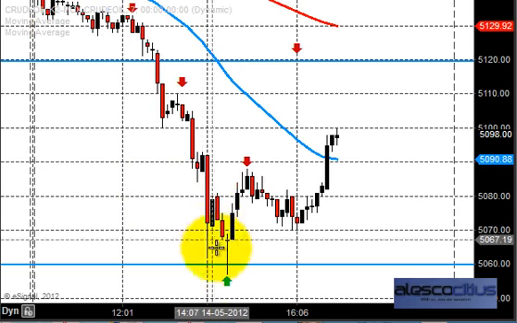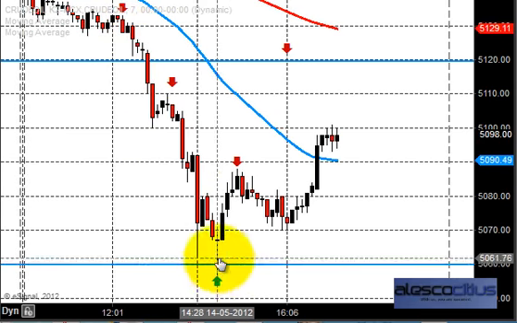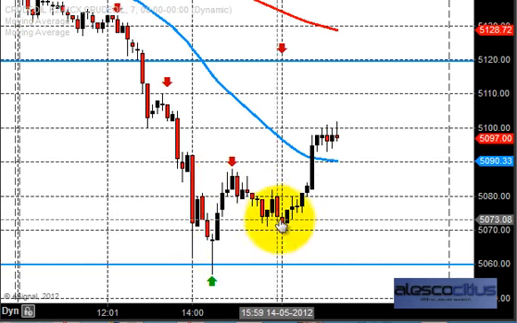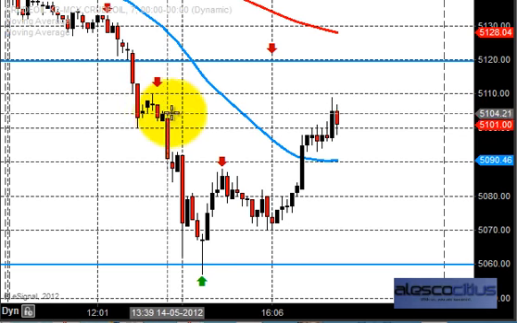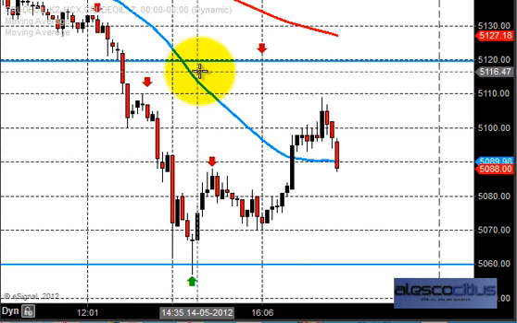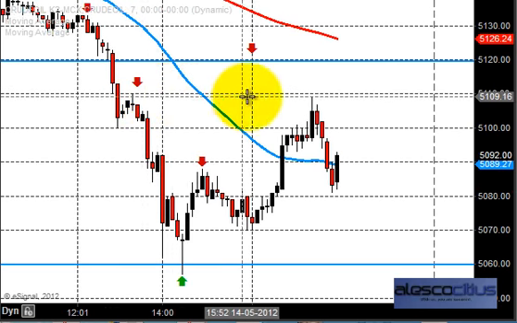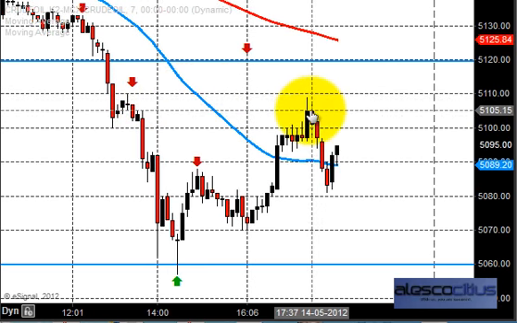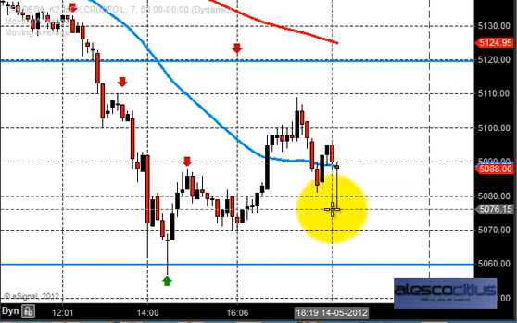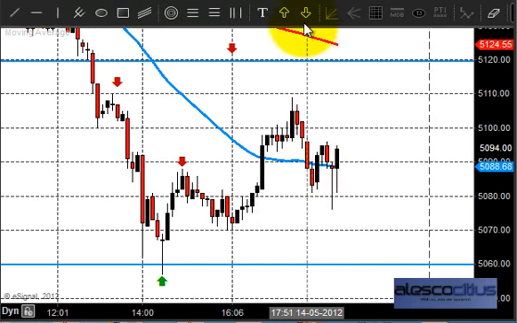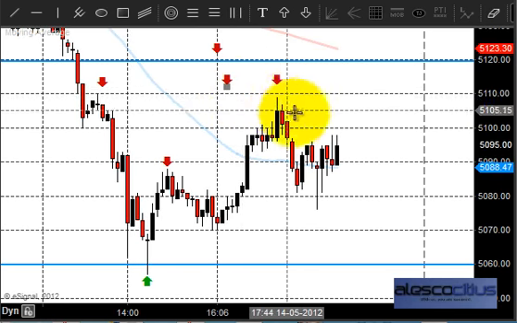You can very well notice that after touching this 5060, you can see the level of drop. After testing this 5060, the market tried to provide some bounce back. Since we have marked this 5110, this 5120 is now going to act as a resistance. That is exactly why, when the market came and tested this 5110, it provided some resistance and pushed the market down. So you can always make a note of that also.